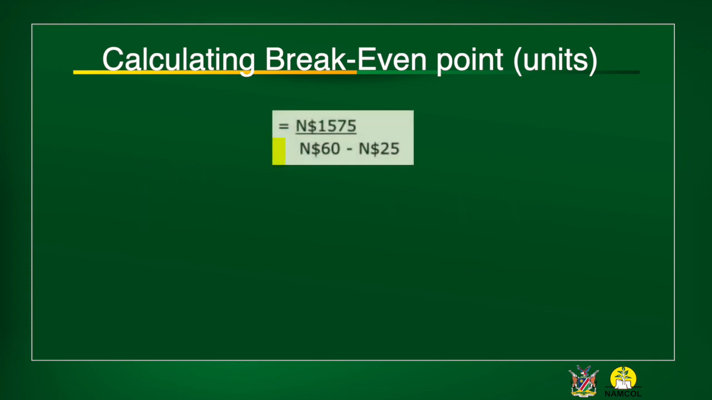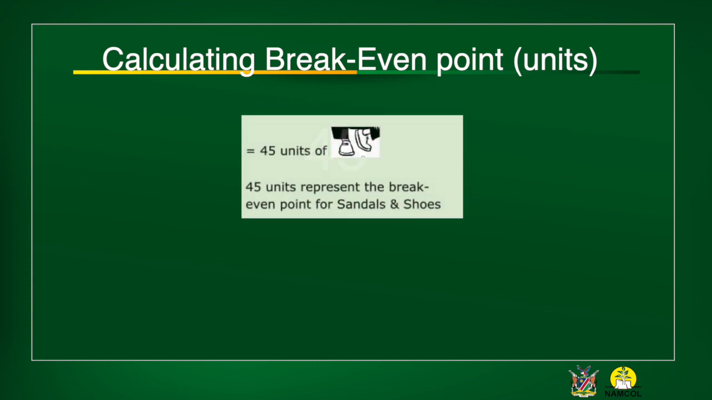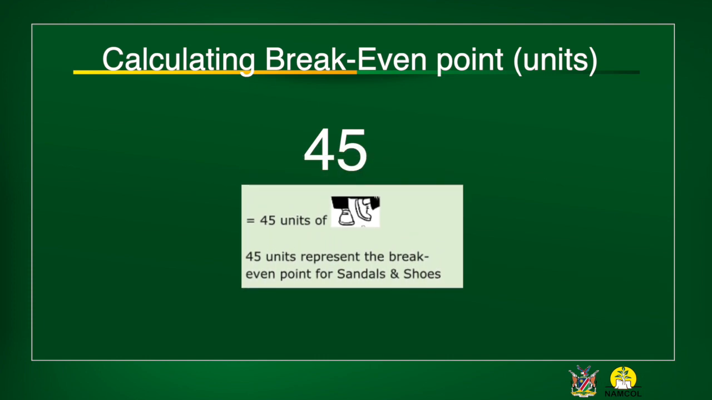Okay, so the selling price of $60 minus variable cost of $25 is $35 under the line. Now, we divide the $35 into the fixed cost of $1,575. We have dollars above and below the line, which cancel out. So, the answer of 45 is not in dollars, but this is the number of units that represent the break-even point for the shoes. Meaning, for the shoe shop to break even, it should sell a minimum of 45 pairs of shoes.